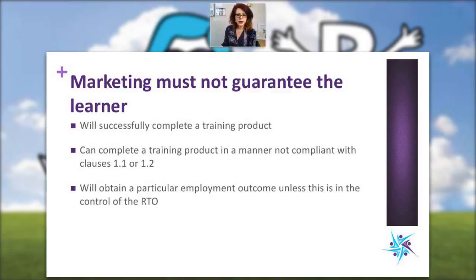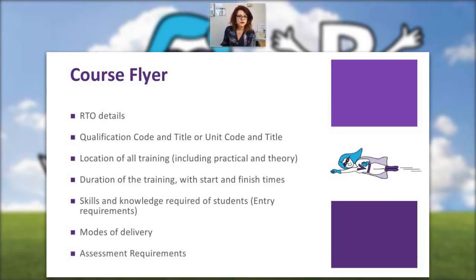Okay, so marketing must not guarantee that a learner will successfully complete a training product, can complete a training product in a manner that is not compliant with standards 1.1 and 1.2, which is the training and assessment strategies, how you plan to deliver and assess. If you say you're going to deliver it a certain way in your training and assessment strategy, then that's the way you should deliver it. Nor can it guarantee that a learner will obtain a particular employment outcome. So you can't guarantee that they'll get a job at the end of the course.